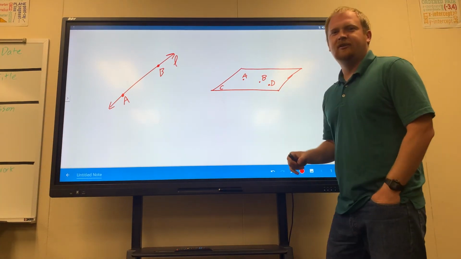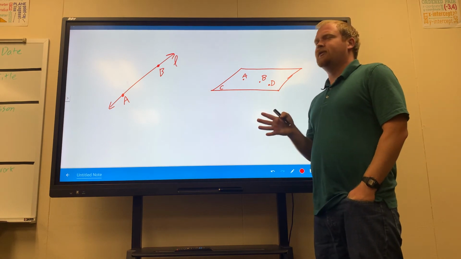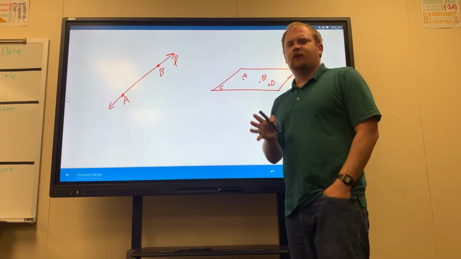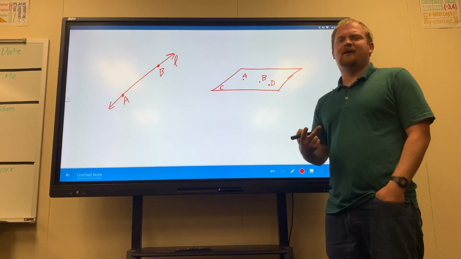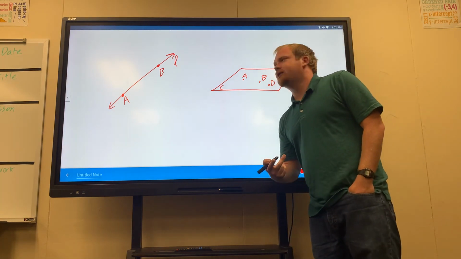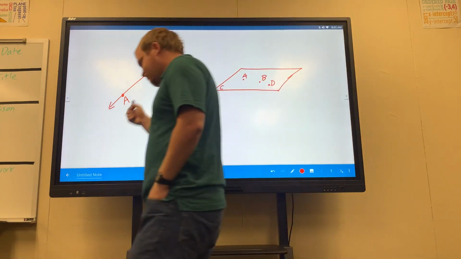Hello, Coach Phillips here. And real quick, I actually forgot to mention, as far as identifying lines and planes, that there is a second way of identifying these lines and planes. So first off, let's look at this line real quick.